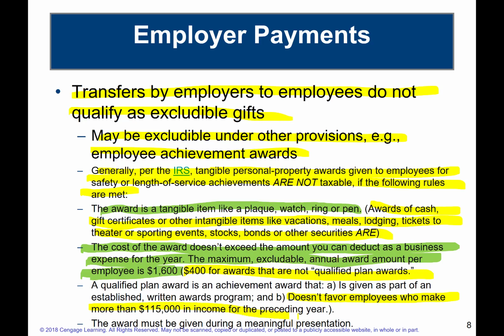Okay, so it has to be given as part of an awards program, and it can't favor employees who are making more than $115,000 a year. In other words, you can't say, well, when you retire, worker, we're going to give you a gold watch that's worth $400, but if it's someone who was the chief financial officer, they get a $1,600 gold watch. It can't do that. I'm assuming that person's making more than $115,000, so it can't be discriminatory, essentially.